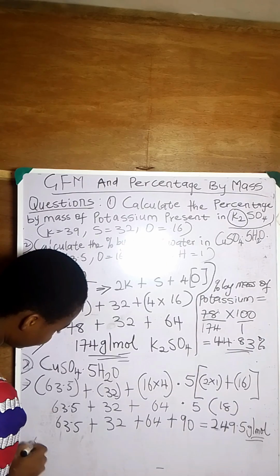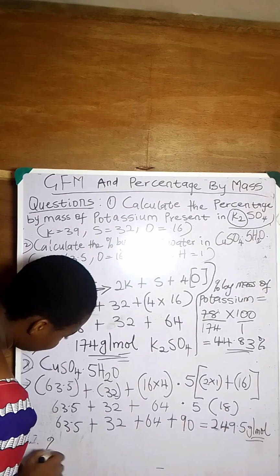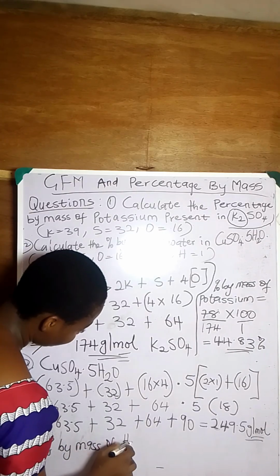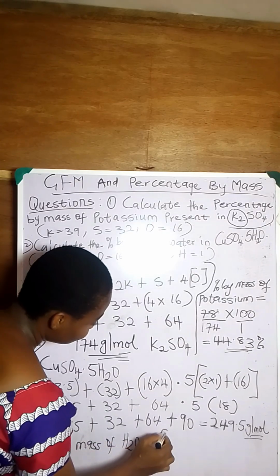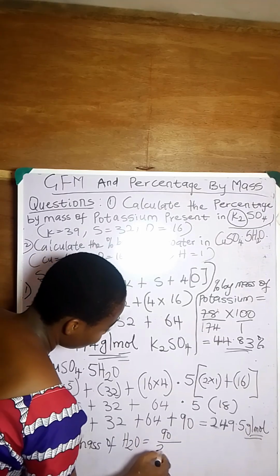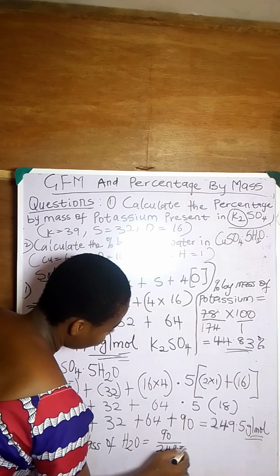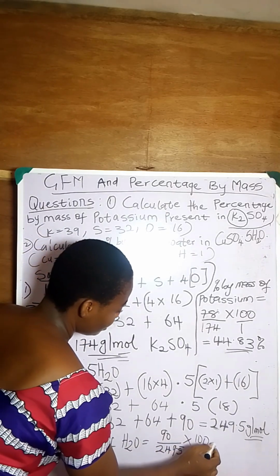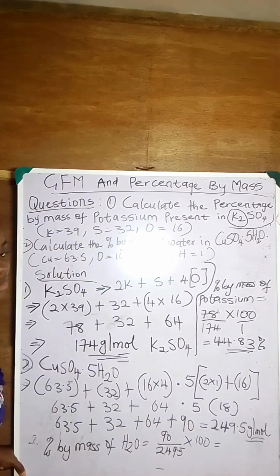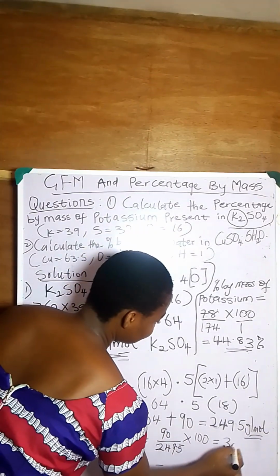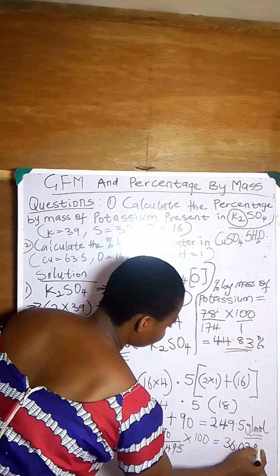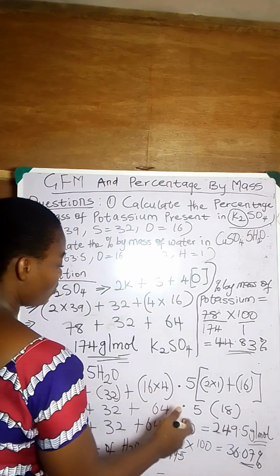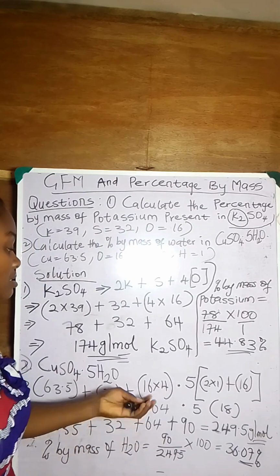You can now say, therefore, percentage by mass of water is equal to 90 over 249.5. And because it's a percentage, you must multiply by 100. Beautiful. And by the time you press your calculator, you will have 36.07%. This is the percentage by mass of water in this compound.